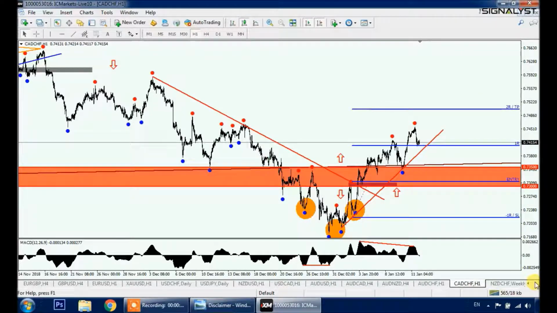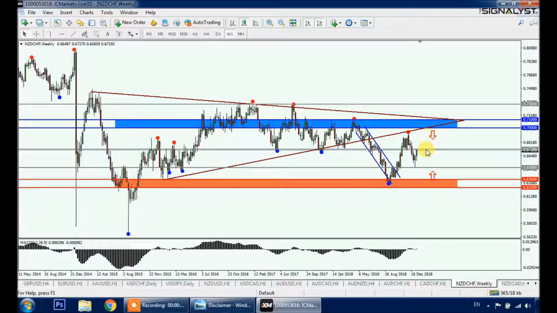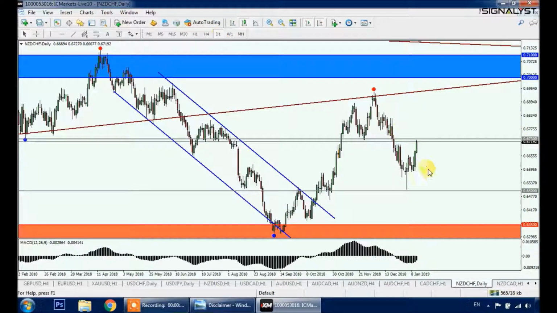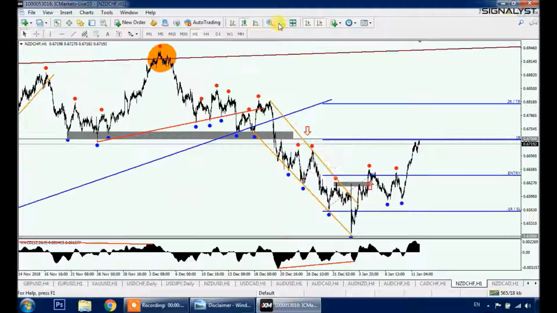Now we have NZD CHF. Just like CAD CHF and AUD CHF, we have a big momentum candle on weekly and daily time frame. We also have an entry opportunity here on H1. Now price is sitting at a minor rejection level, 0.673, but if you caught this one, you would have your stop loss around entry because NZD CHF reached +1R last week, so keep holding.